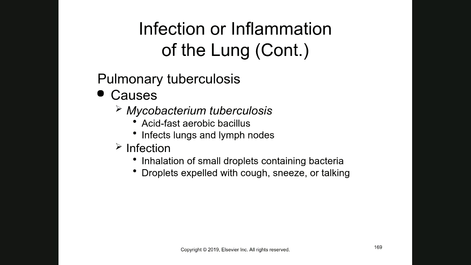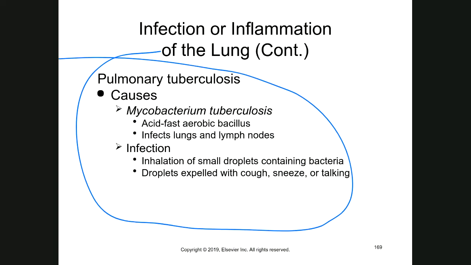The cause is Mycobacterium tuberculosis, an acid-fast aerobic bacillus that infects the lungs and lymph nodes. The infection occurs through inhalation of small droplets containing bacteria, droplets expelled with cough, sneeze, or talking. That is basically what spreads this particular infection. Not all people will automatically become infected and present the disease, but people who are immunocompromised and exposed are probably the ones who will be affected more quickly. Careful with this one too, because there is a question about tuberculosis in the test.